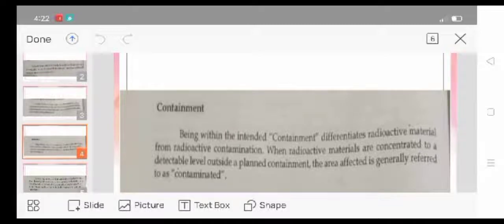Containment. Being within the intended containment differentiates radioactive material from radioactive contamination. When radioactive materials are concentrated to a detectable level outside a planned containment, the area affected is generally referred to as contaminated. So, containment is the action of keeping something harmful under control or within limits. The containment of the epidemic.